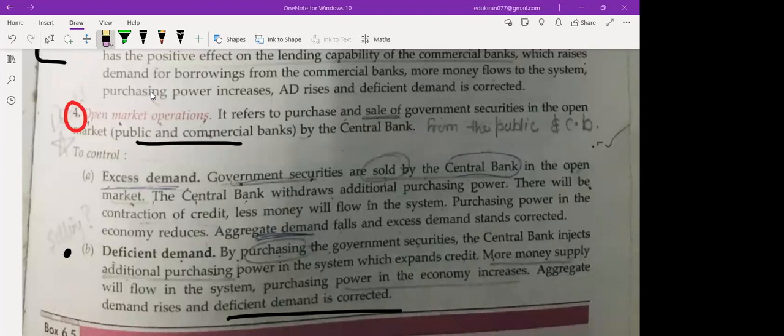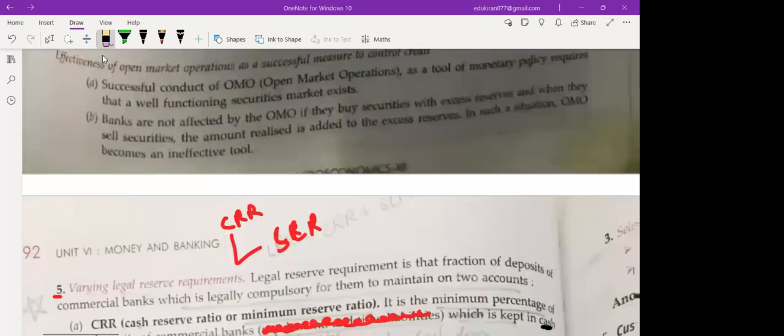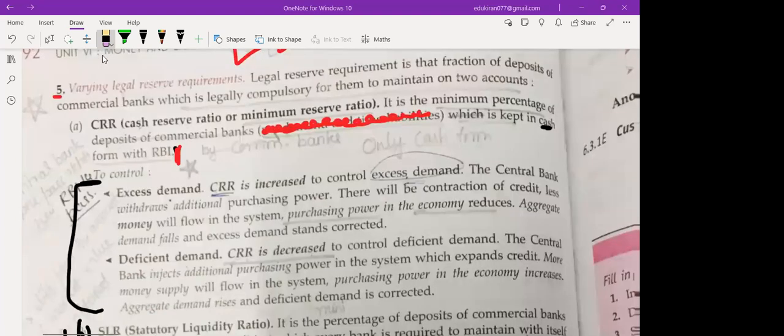Done, ma'am. Okay, now let's move to the next one. This is waiving LRR. You'll read it and then explain it to me. Ma'am, I really don't know it. Okay, that's CRR and SLR. Basically it is of two types, CRR and SLR. So first read CRR, then I'll scroll down to the SLR. Okay, ma'am.